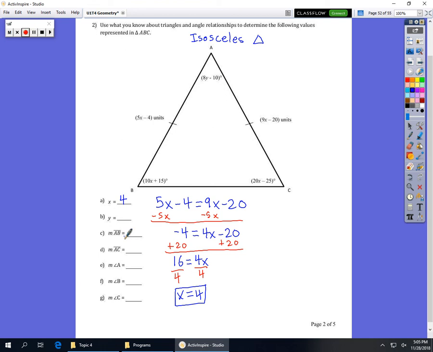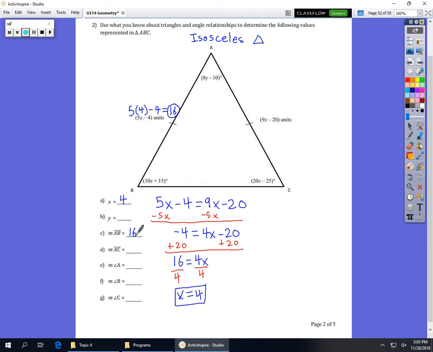Measure of AB. Okay, AB is this one. So AB is 5x minus 4. Well, I have x. It's 4. So instead of the x, let's put 4. 5 times 4 minus 4. 5 times 4 is 20, and 20 minus 4 is 16. Oh, great. So AB is 16 units.